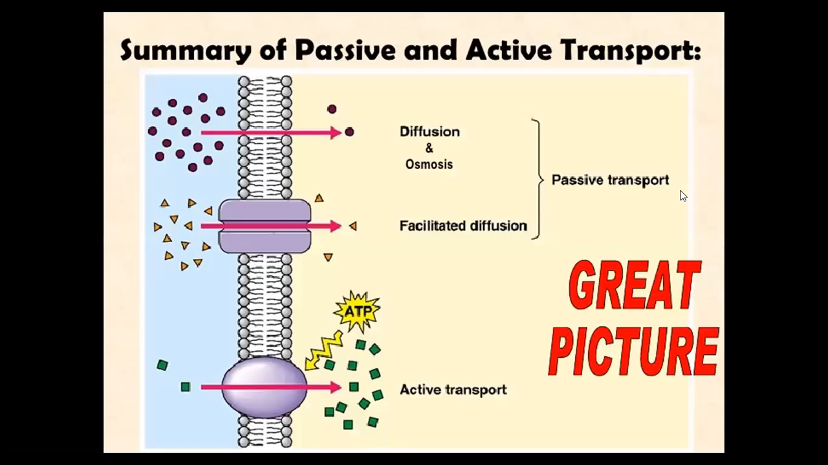So, a summary of passive and active transport. This is a really good way to remember it. Straight through the membrane: diffusion and osmosis, and they are passive. Using a channel protein: facilitated diffusion, also passive. Using a pump, different types of carrier proteins: active transport, which requires ATP. ATP becomes ADP plus Pi.